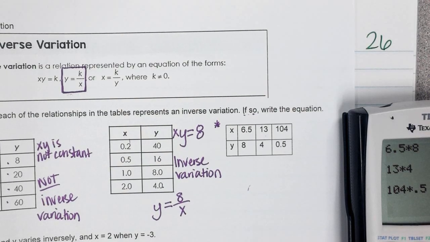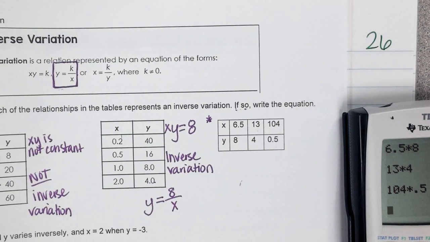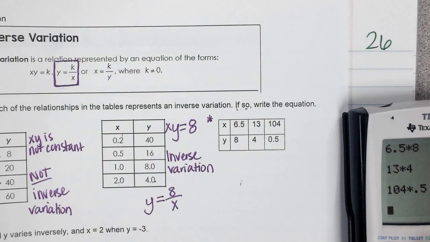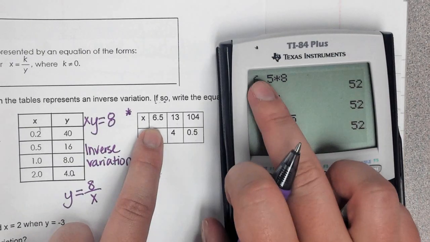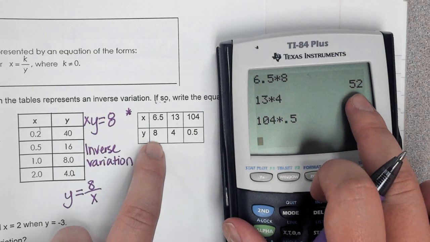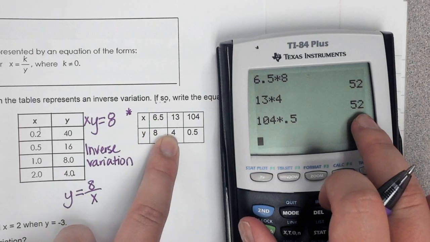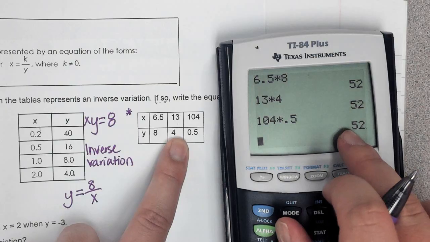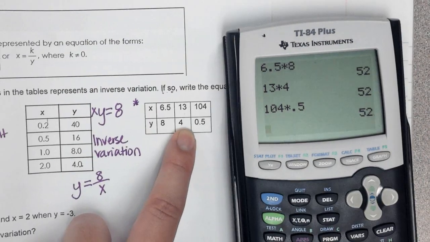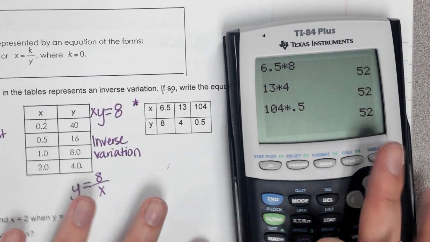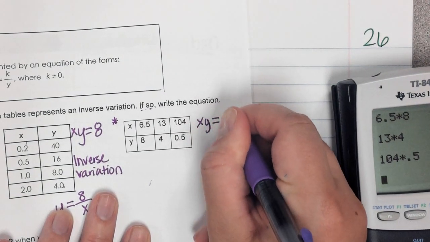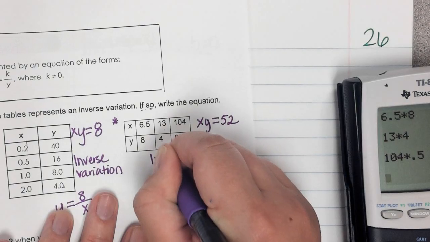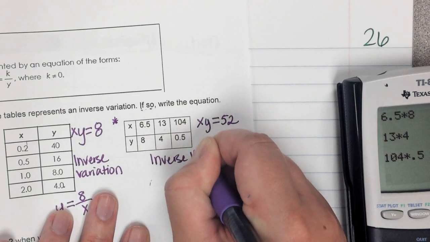Okay, what do you think? Is this inverse variation? Well, when you multiply x times y, 6.5 times 8 was 52, 13 times 4 is 52, 104 times 0.5 is 52. We got the same thing each time. So that would be yes, right? Because x times y was constant and it was 52. So because of that, this is inverse variation.